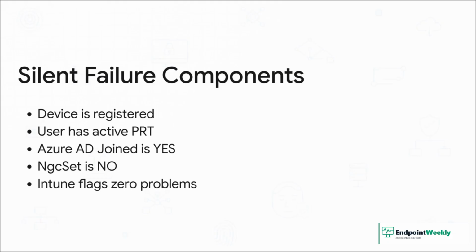So when we put it all together, we essentially get the perfect recipe for a silent failure. The device is registered, the PRT is active, the AzureAdJoined is totally successful, but because the user hasn't clicked through the final Windows Hello setup screens, NgcSet remains no. And you know the most dangerous ingredient of all? The Intune console flags 0 problems. To the IT department, this device is perfectly healthy. It's a silent failure state that just silently eats up your IT budget in hidden support costs.